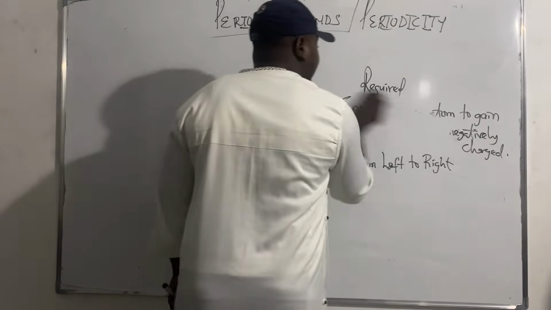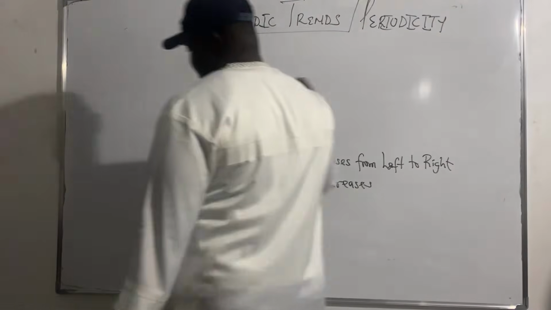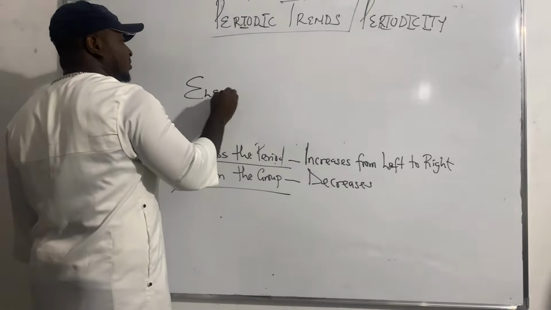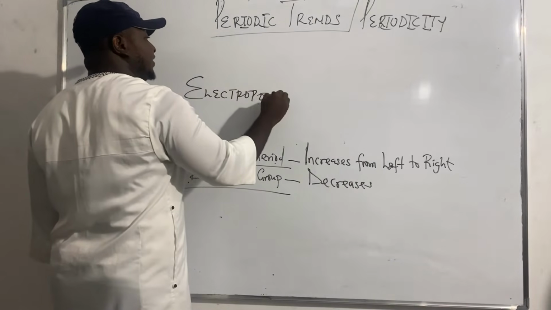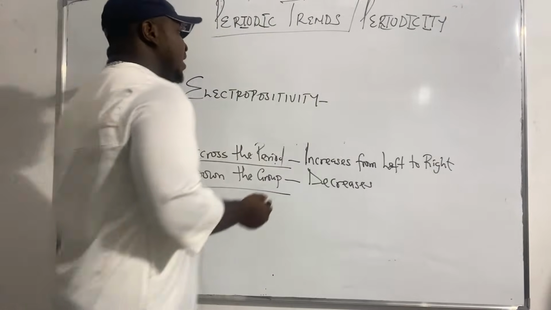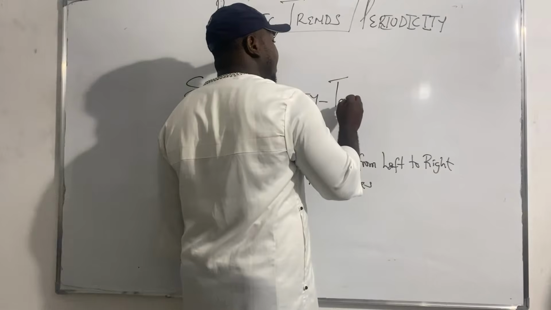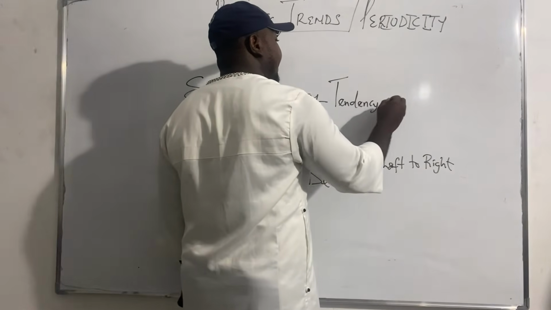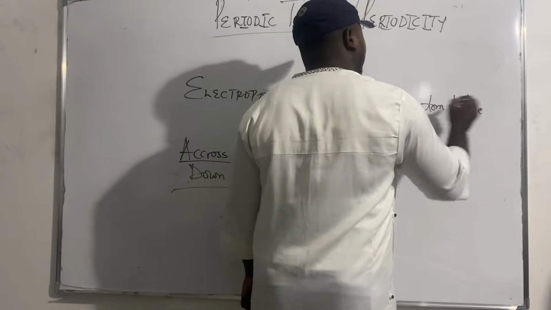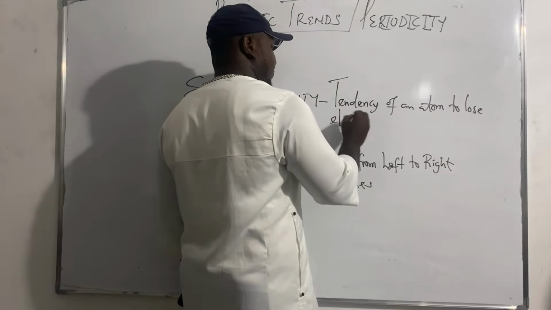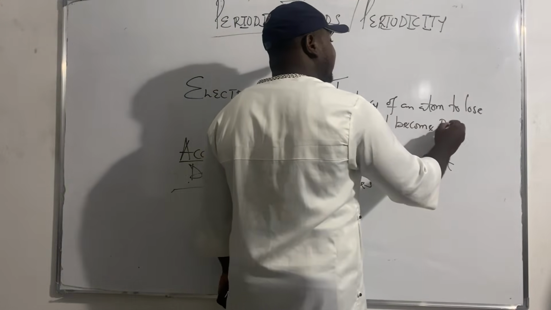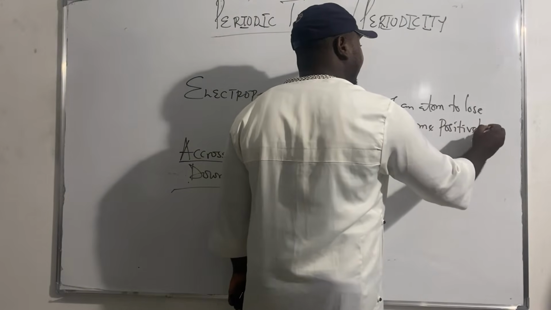The next one now is electropositivity. Please don't confuse electronegativity with electropositivity. Electropositivity is the tendency of an atom to lose an electron and become positively charged. Remember that when you lose an electron in chemistry, you are positive.